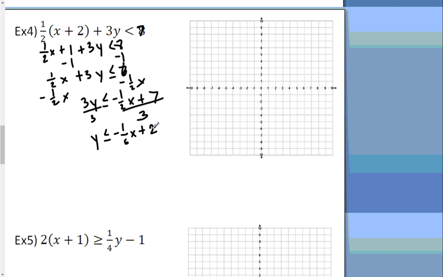All right, so let's graph this. There's my slope, there's my y-intercept. So go up to 2, put a dot there, right? And then what does that mean? Go down 1, right 6, or up 1, left 6. There's my dots on my line. Determine if it's an open or dotted line or a solid line. Well, in this case, it's a dotted line. So I'm going to make a dotted line.